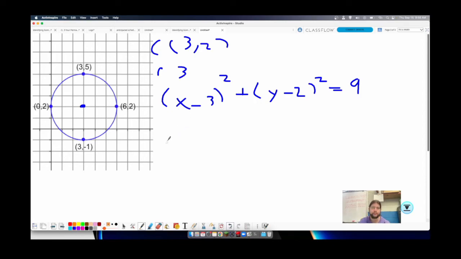Distribute. So what's this going to be, Bryce? 6x. Wait, you want to put it in order? I don't care right now, just do it. Do it on your paper, so you don't mess up. x squared.